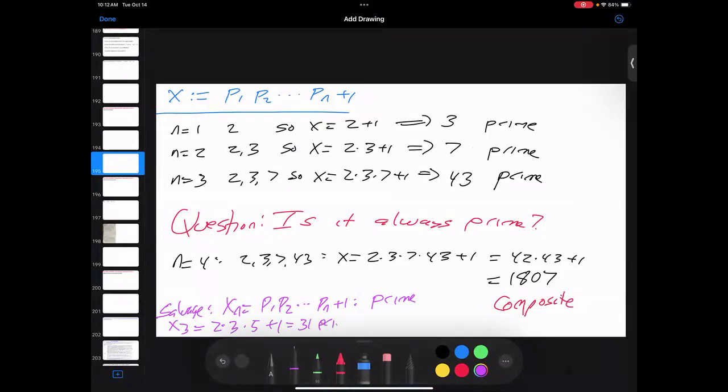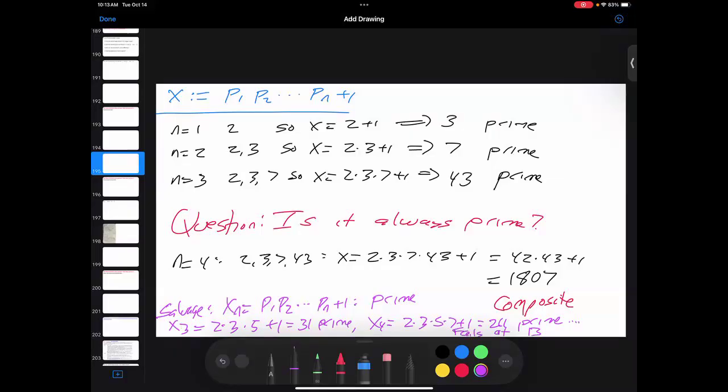If we did x4, that'd be 2 times 3 times 5 times 7 plus 1. So that would be 30 times 7 is 210, plus 1 is 211, which is prime. So it works for up to 13. You go up to 13, all of a sudden it's composite. So then it eventually fails.